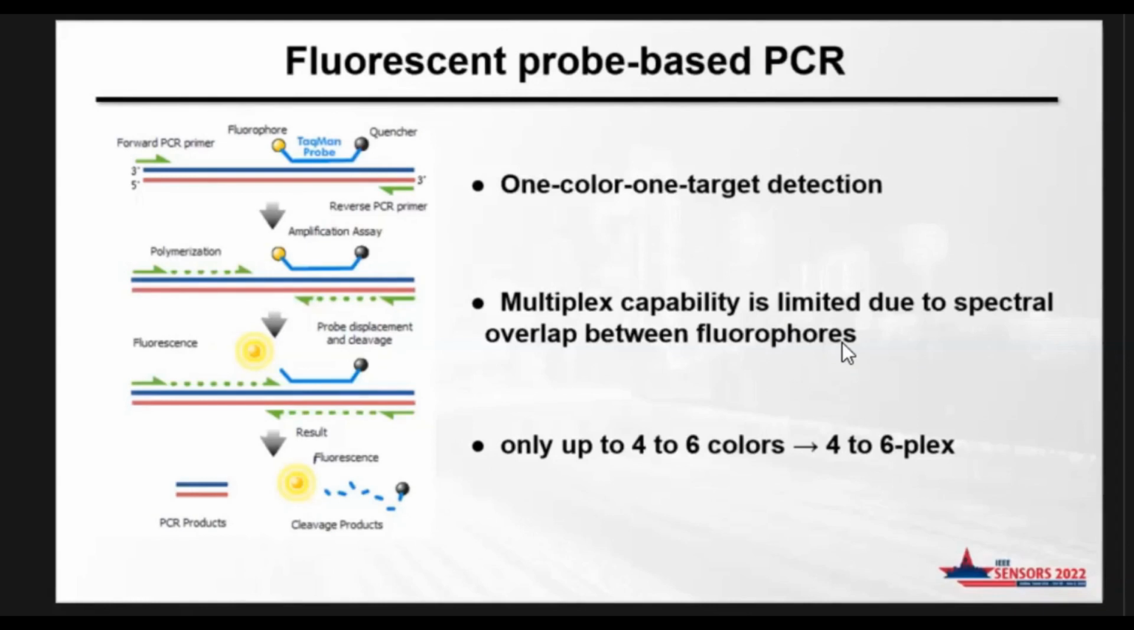So usually 3 to 4 colors and rarely up to 6 colors are used in the PCR reaction, which means that the multiplexing is usually limited to 3 to 4 targets or rarely up to 6 targets. So there have been many different strategies to enhance the multiplex capability of this PCR reaction.